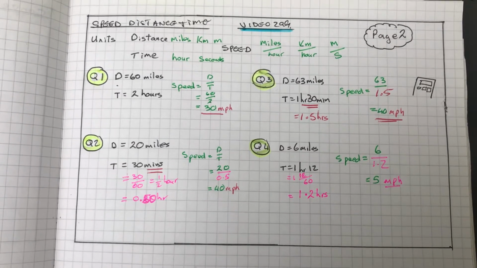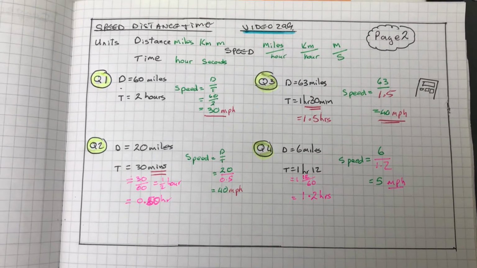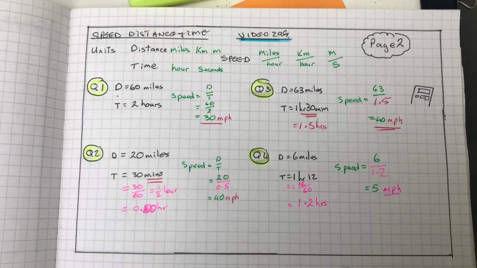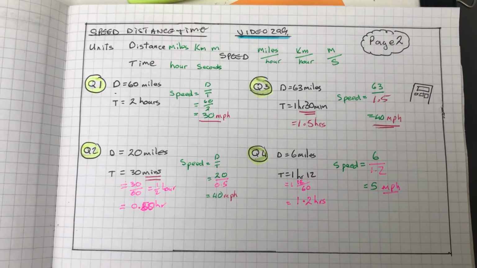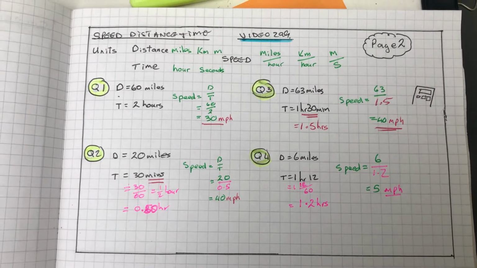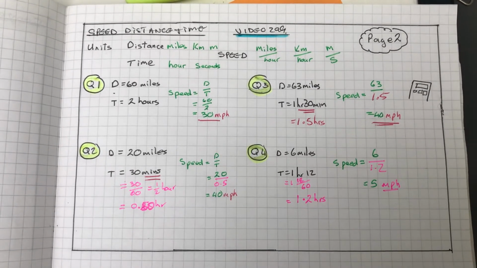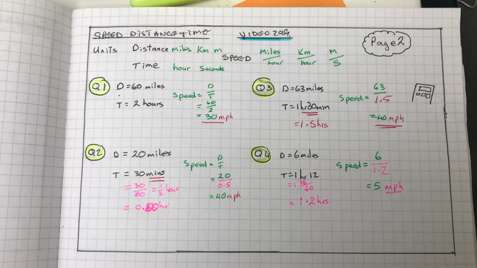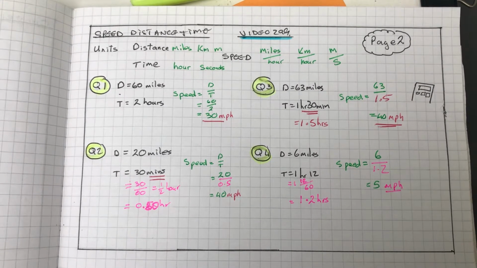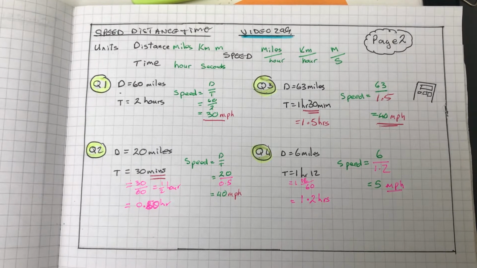Good morning. Today we are going to look at speed, distance and time. From the last lesson we looked at how to convert units of time. So today we'll be working from the second page of the speed, distance, time worksheet. I have done one question from each of the 4 questions on page 2.